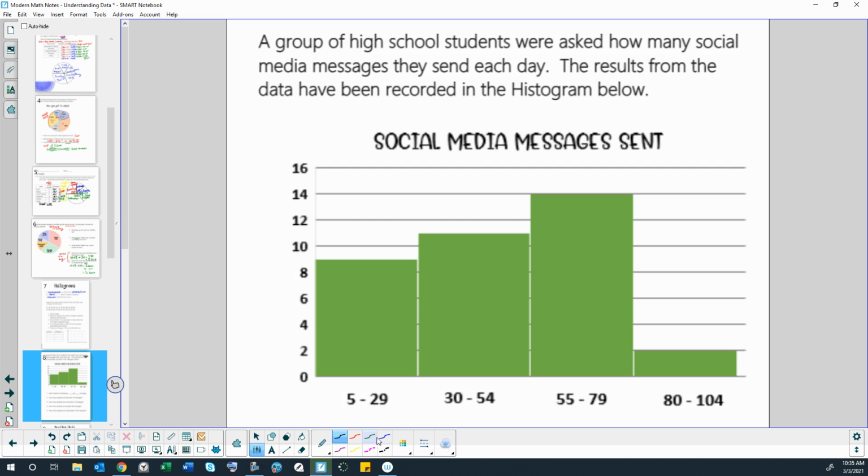Because that goes up to 9 right there. So 9 students send 5 to 29 messages. And then we have 11 students that send between 30 and 54 messages. We have 14 students that send 55 to 79 messages a day, and then only 2 students that are sending between 80 and 104 messages a day.